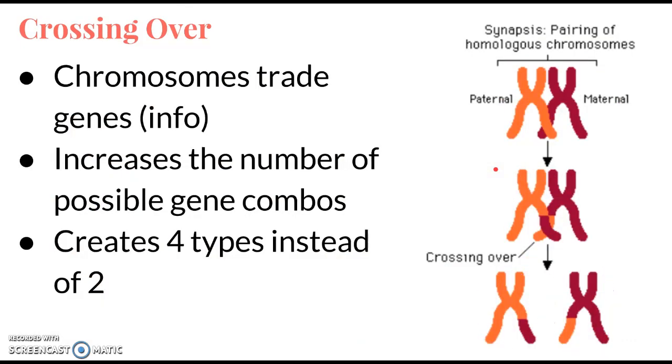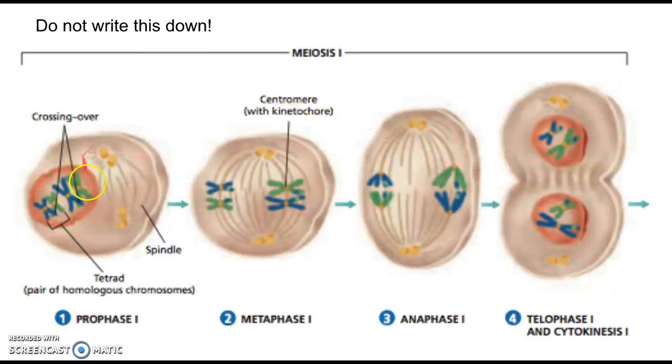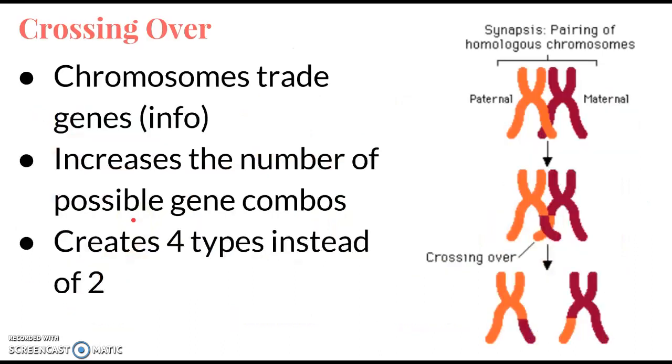Now, during prophase 1, there is something special that happens, and you can see it right here if you look closely, called crossing over. And what I want you to know about crossing over is that it happens during meiosis. Don't see this during mitosis. It's special.